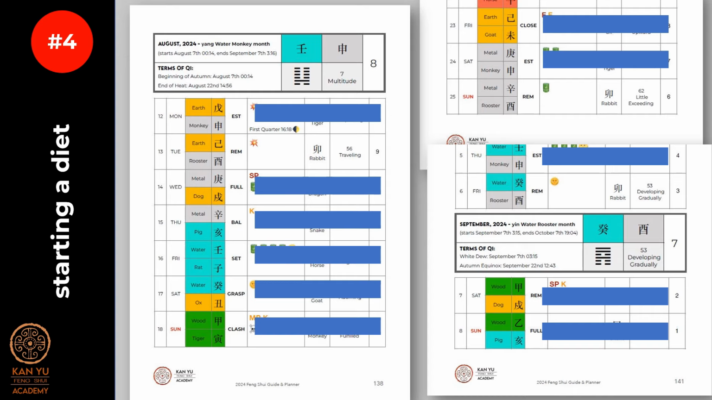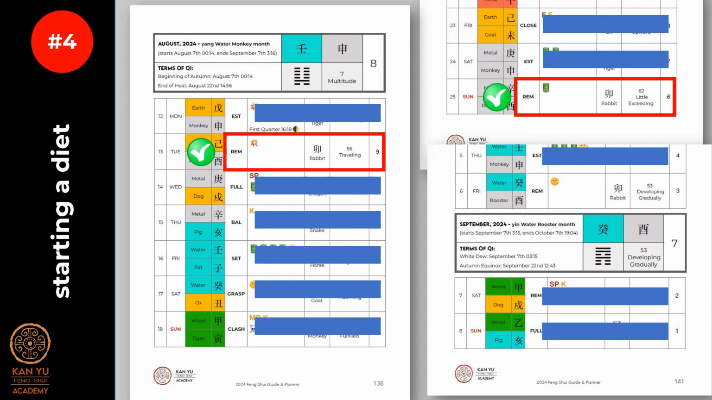Let's look at each one of them. Tuesday the 13th bears Heaven Clash. Heaven Clash makes things happen quickly, but also with a certain dose of unpredictability and weirdness. This day is acceptable, but not the best. Sunday the 25th is okay, nothing special, but no problems too.